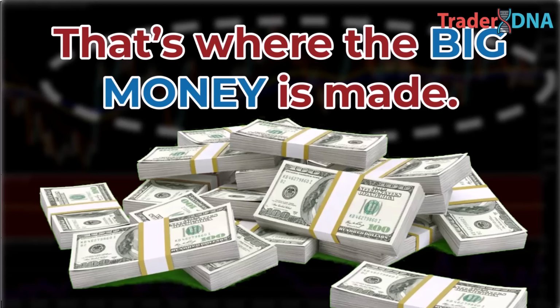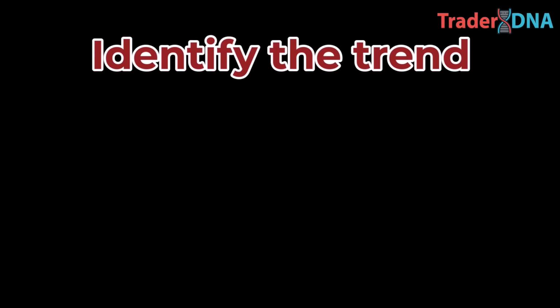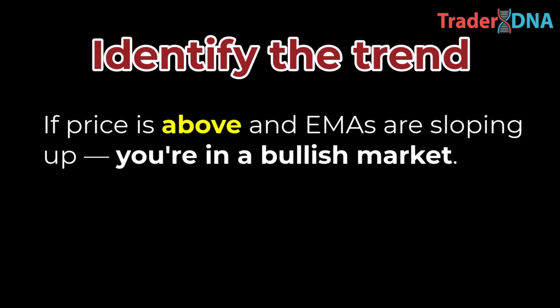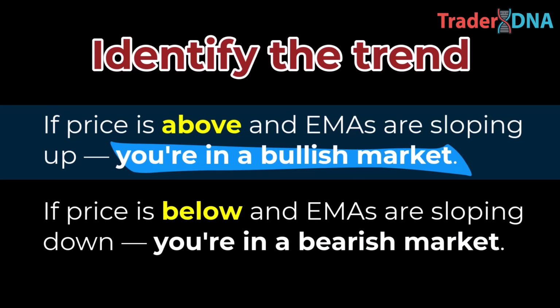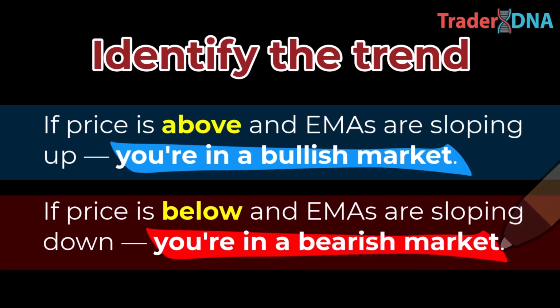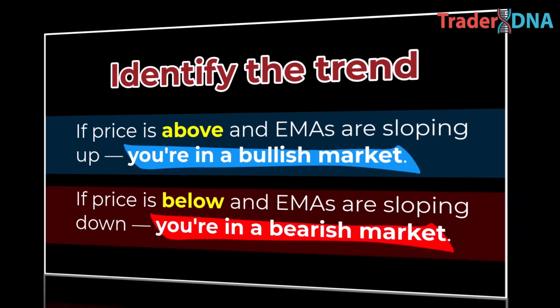So write this down and burn it into your brain. Step 1 in this strategy is simple. Identify the trend. If price is above and EMAs are sloping up, you're in a bullish market. If price is below and EMAs are sloping down, it's bearish. No guessing, no emotions, just visual proof on the chart. And once you've confirmed the trend, then and only then do we move on to the next step.